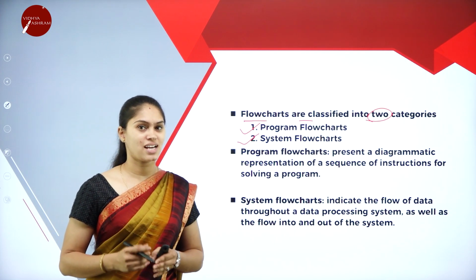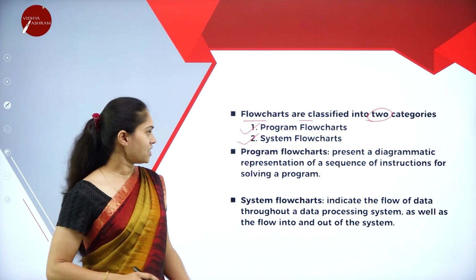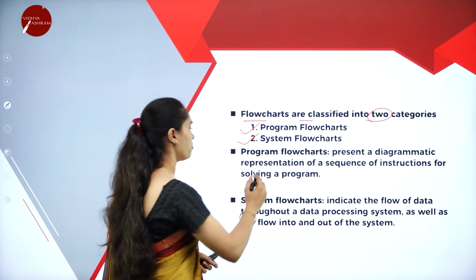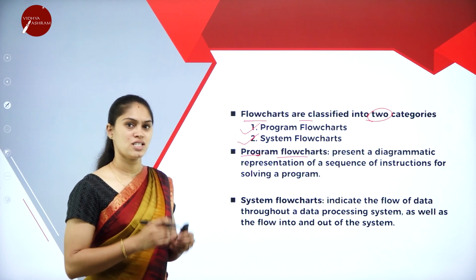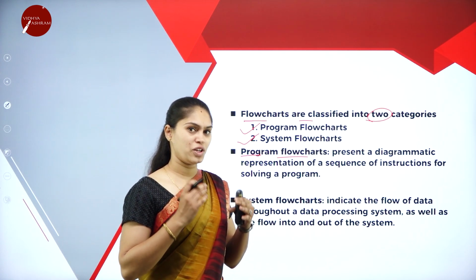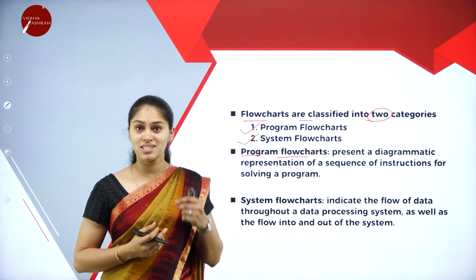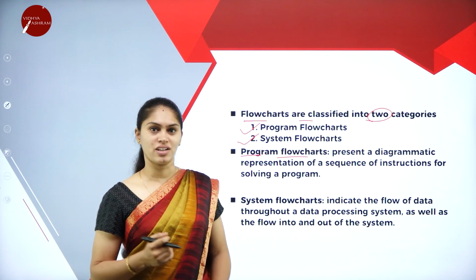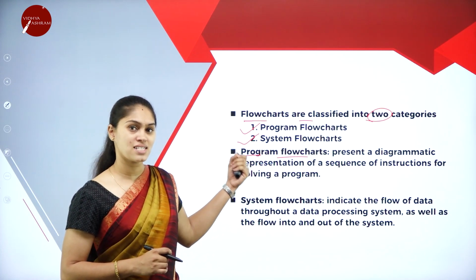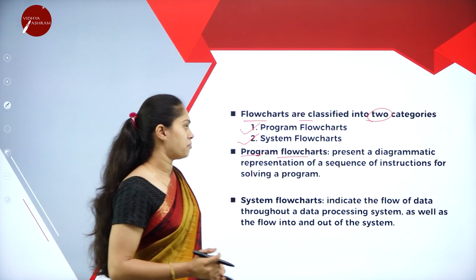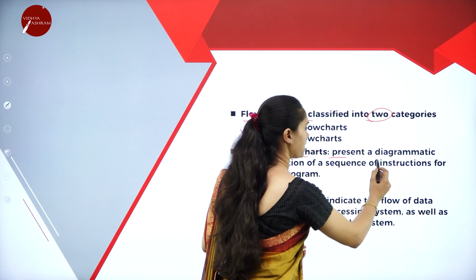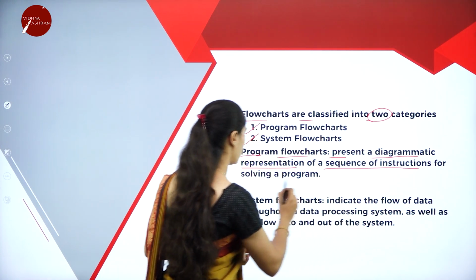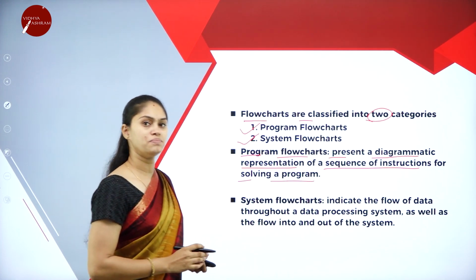So how are the flowcharts classified? Into two parts, that is program flowchart and system flowchart. So what do you mean by program flowcharts then? So program flowchart. We know that flowchart is mainly used to represent the solution in terms of a pictorial or graphical representation. So when we represent this as a program flowchart, then it presents a diagrammatic representation of a sequence of instructions for solving a problem.